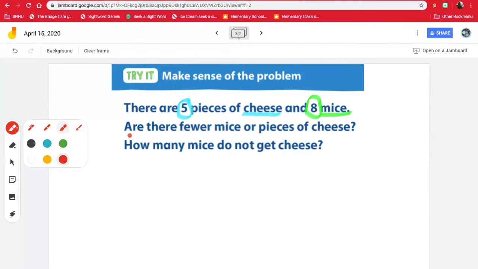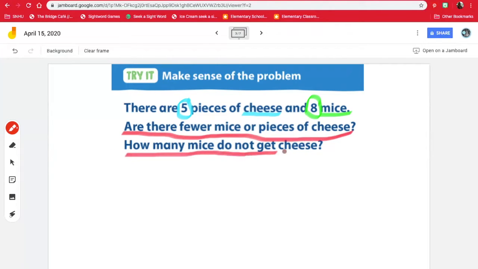Now let's underline the important questions. So are there fewer mice or pieces of cheese? And how many mice do not get cheese? So the important keyword in that first question is fewer. So we want to know which has the least amount, cheese or mice. And we want to know how many mice do not get cheese. Let's solve this problem on the next slide.